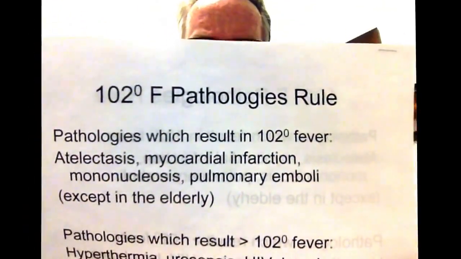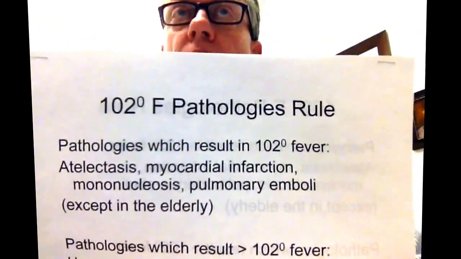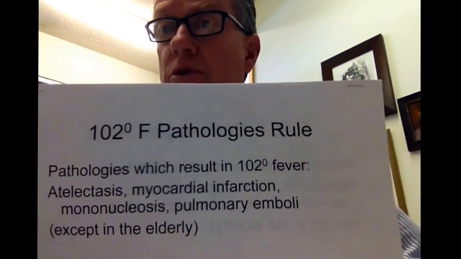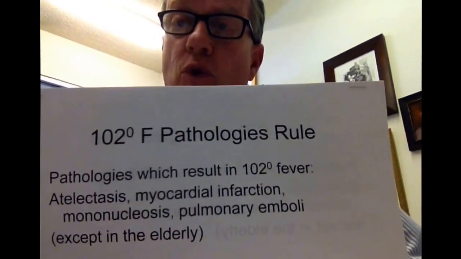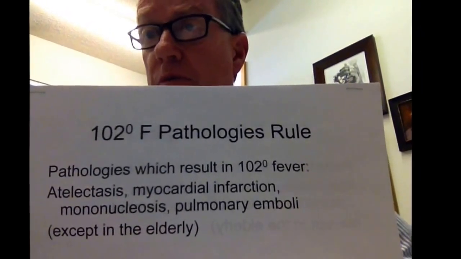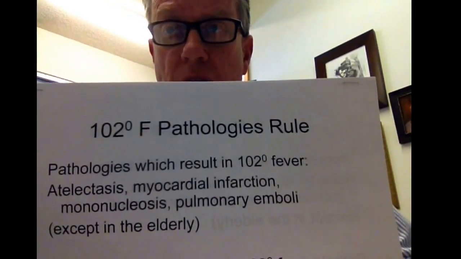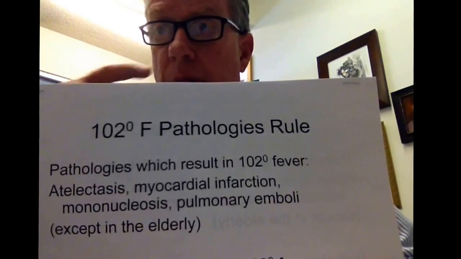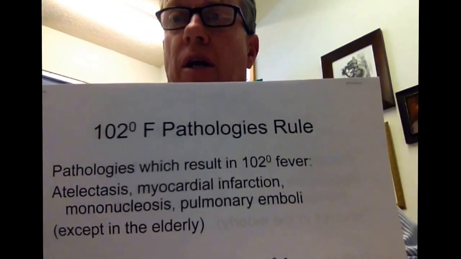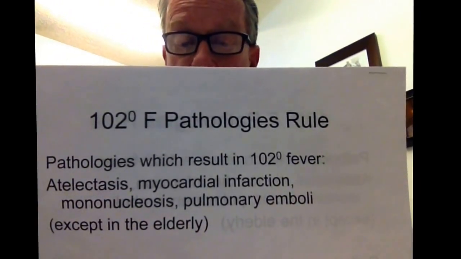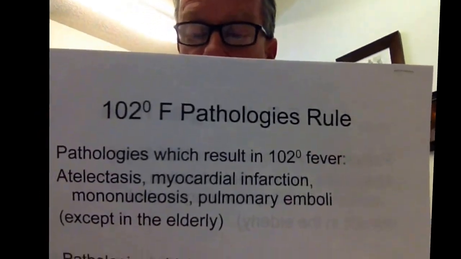And then those conditions above 102 where very high temperatures can result, obviously hyperthermia, where a person gets overheated. This is an issue for people who are quadriplegics or paraplegics. They have a sympathetic arousal, and their temperature will skyrocket, and this can lead to brain injury. Urosepsis, where a person has bladder or kidney infection, HIV, and lymphoma, which is cancer of the lymphatic tissues.